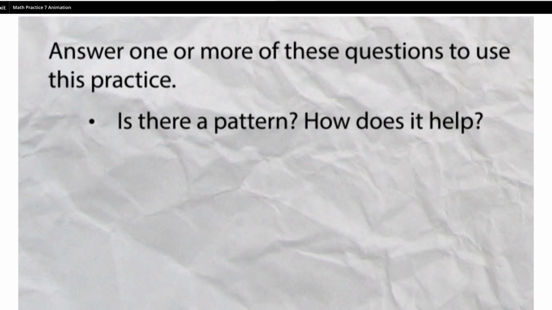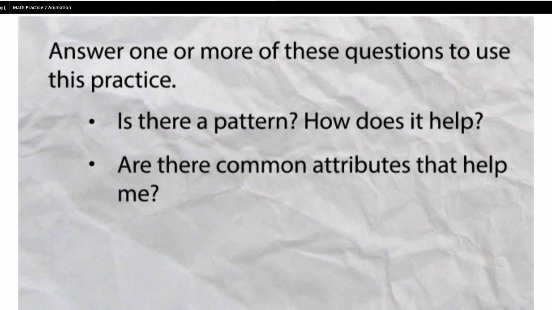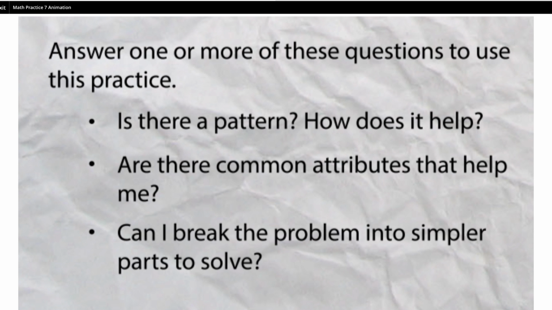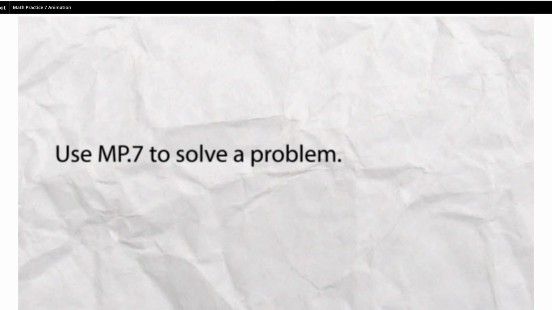To use MP7, answer one or more of these questions. Is there a pattern? How does it help? Are there common attributes that help me? Can I break the problem into simpler parts to solve? Why does my strategy work? Use MP7 to solve a problem. Use structure.